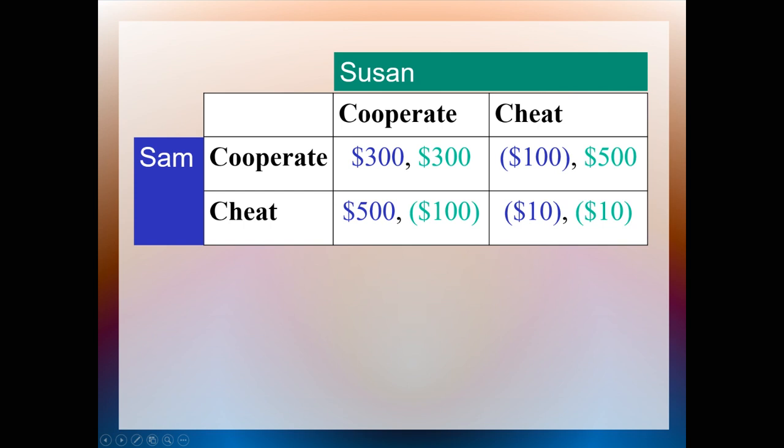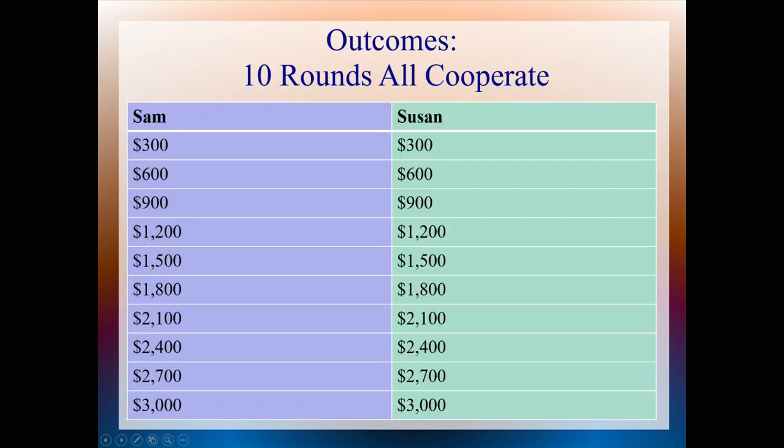So let's look at this. If we had 10 rounds of each person cooperating, you can say they'd get $300 each round. At the end of 10 rounds, they would both have $3,000. And that's not bad, right? That's the game. So you can both walk out of here with $3,000. So is that what they're going to choose to do? Is that the rational thing to do, to just cooperate for 10 rounds and get $3,000?